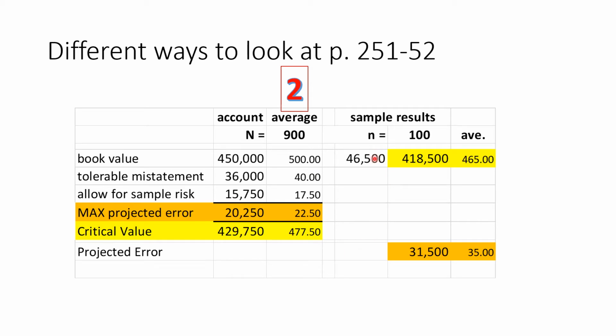Now, my sample result in this case was 46,500. The book tells me a little bit different. It said that the sample had a book value of 50,000 and an error of 3,500. 50,000 minus 3,500 gives me 46,500. Okay, I project that. How do I project that? Well, my sample was 1/9 of the population. So I can project that by multiplying by 900 divided by 100. When I multiply by 9, I get 418,500.